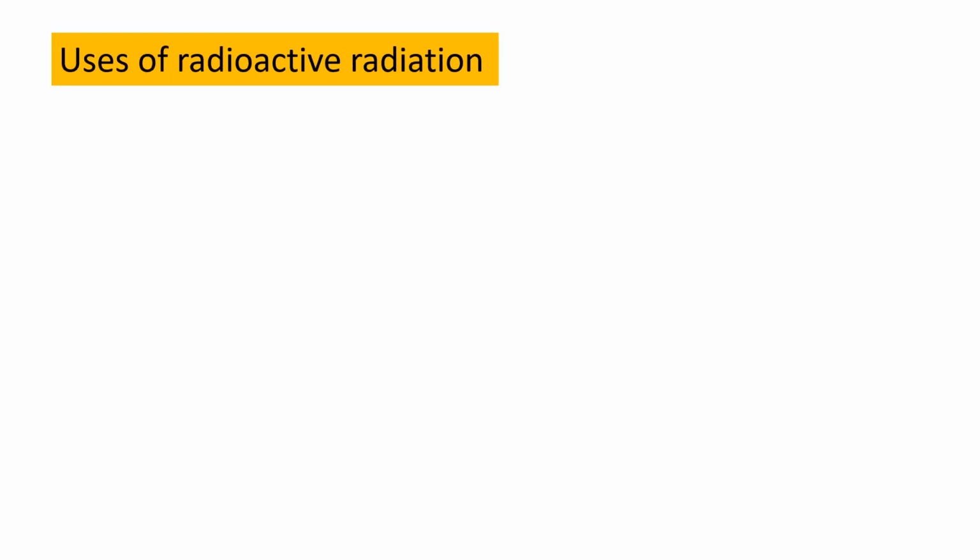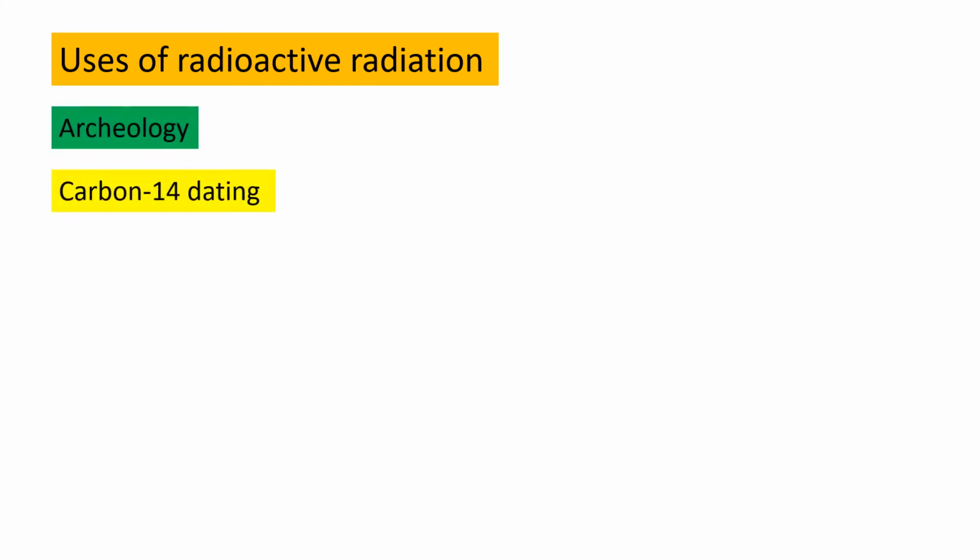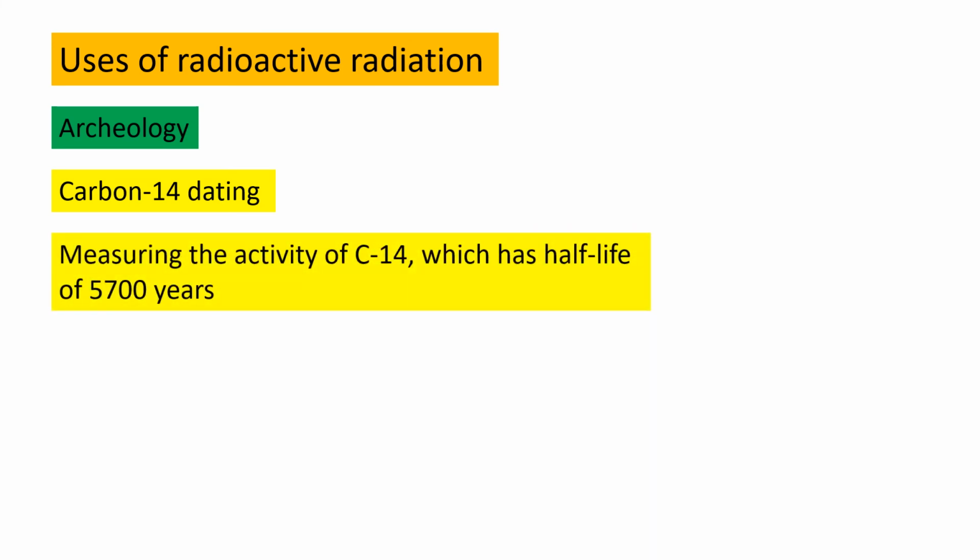The uses of radioactive radiation include, one, archaeology. The method used in archaeology today is called carbon-14 dating. You might wonder, because you might remember from the periodic table, carbon is 12, right? But if you add 2 more neutrons into it, it becomes an isotope, it becomes unstable, so it becomes a radioactive substance. Carbon-14 dating is basically measuring the activity of C14. It has a half-life of 5,000 years.